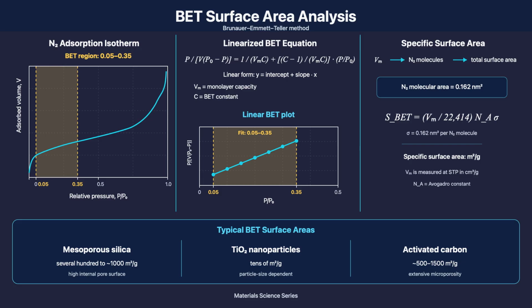Mesoporous silica can exceed 800 square meters per gram. TiO2 nanoparticles are typically 50 square meters per gram. Activated carbon reaches 1200 square meters per gram or more. BET is essential for catalysts and adsorbents where surface area directly determines performance. It also provides pore size distribution through analysis of the full isotherm.